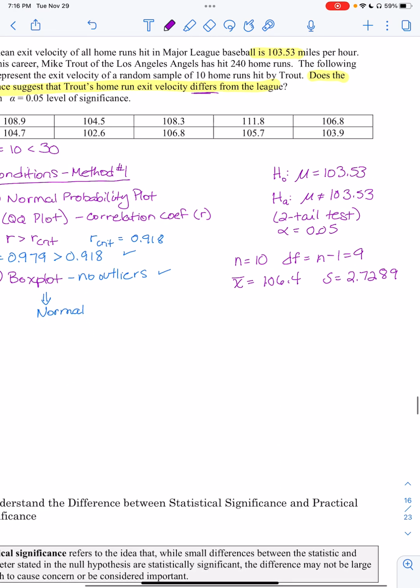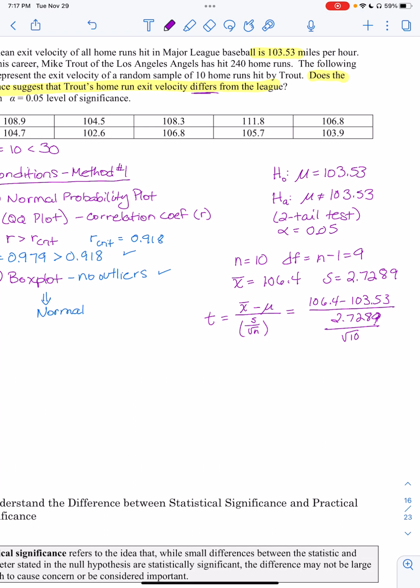Right, so from here, I can calculate my t-value, my student's t-value, which remember is the sample mean minus our assumed population mean, all over our sample standard deviation over the square root of n. Make sure you're doing this part all together down here on the bottom. So we're going to have 106.4 minus 103.53 all over 2.7289 divided by the square root of 10.